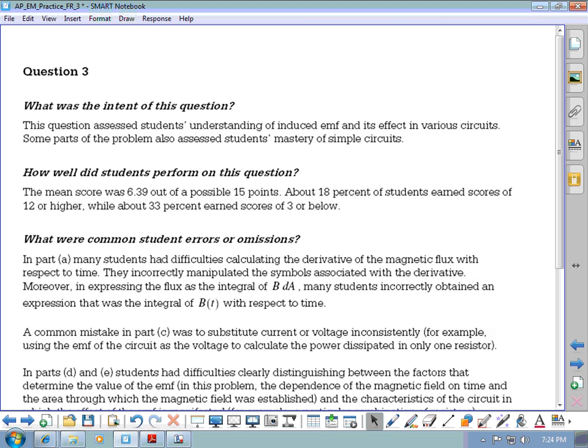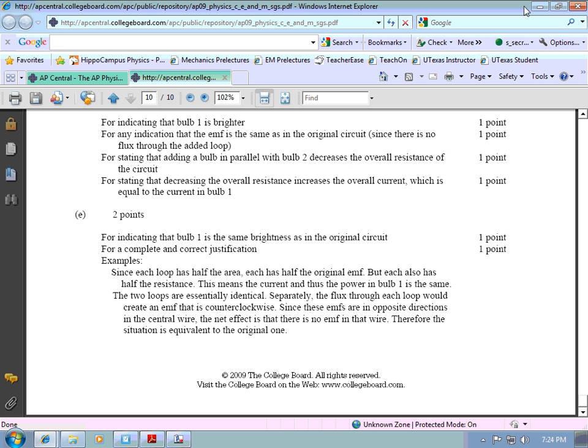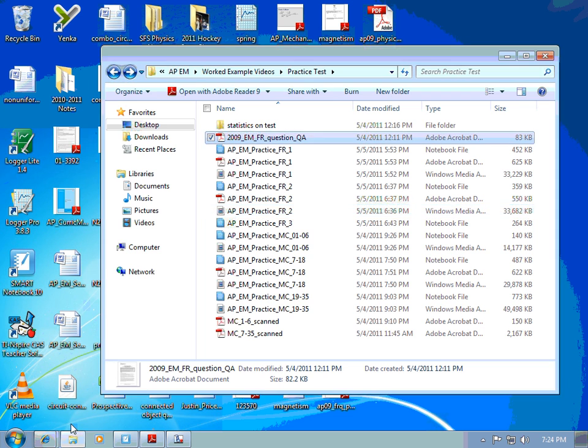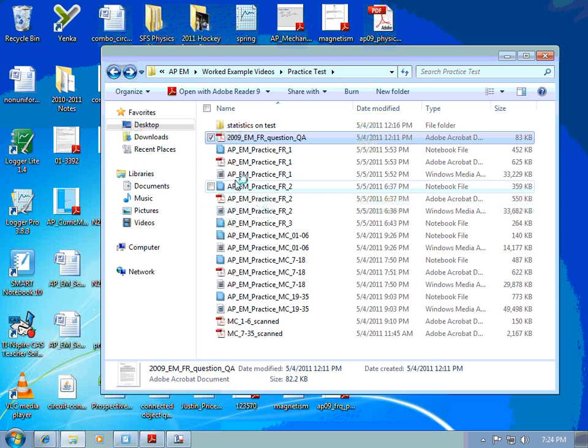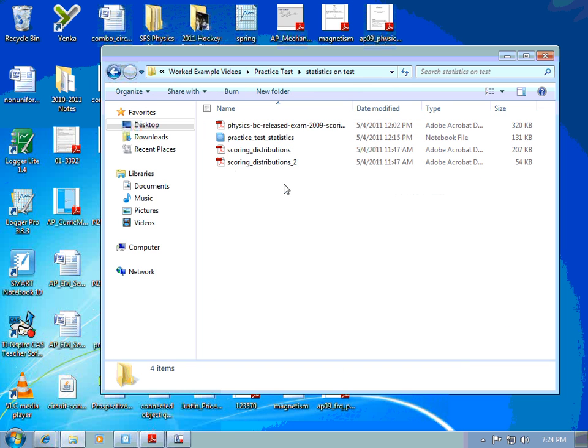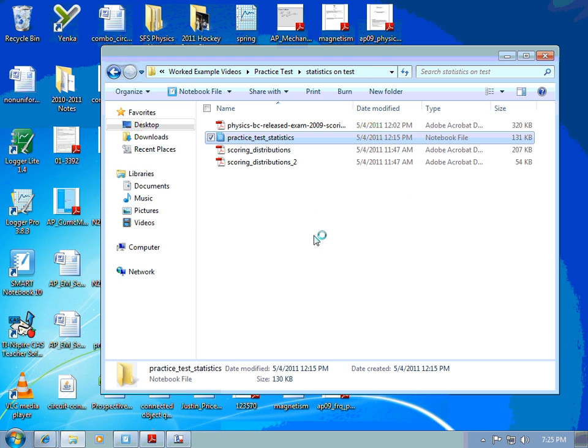You know, if you got 20 points on the one section and you got 20 points on the free response section also, that would get you into a decent range.